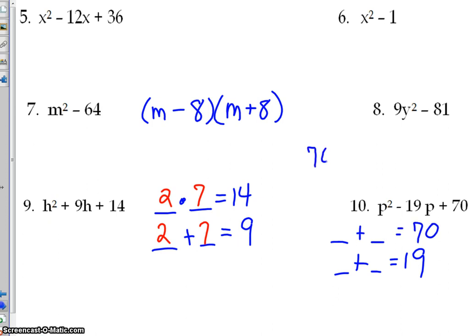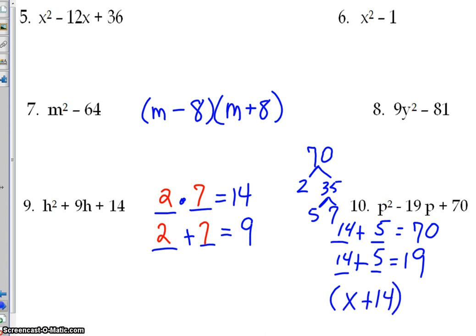You know what? Let's do this. Let's see what numbers multiply to 70. So 2 and 35, 5 and 7. All right. So I'm thinking 70 is 2 and 35. Yep. 5 and 7. And so 10 and 7, or 14 and 5. That's it. 14 and 5. 14 plus 5 equals 19. So our answer here is x plus 14, x plus 5. It took me a minute, but we got that one.